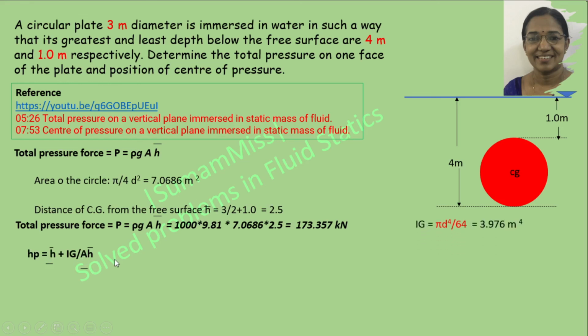So position of the center of pressure, that is equal to h bar plus Ig by A h bar. So Ig, that is moment of inertia of the circular plate, is calculated as pi d raised to 4 by 64, that is equal to 3.976 meter raised to 4. So when you are substituting these values, HP equal to 2.725 meter.